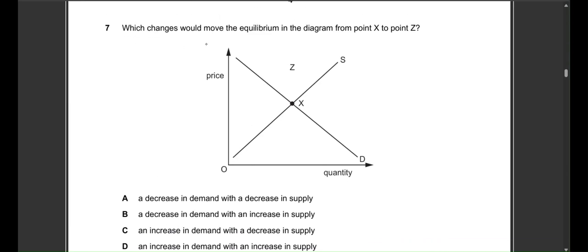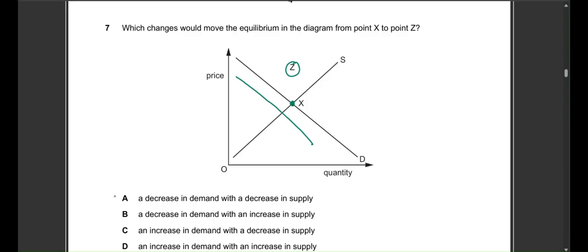Which changes would move the equilibrium in the diagram from point X to Z? So right now we are over here. The question is how we can come over here, that is this point. So the first option is a decrease in demand with a decrease in supply. Okay, so if your demand is decreasing, that means it's shifting towards the left side.